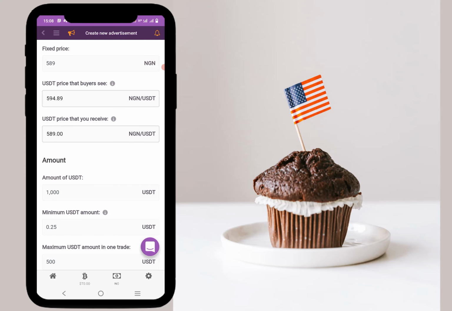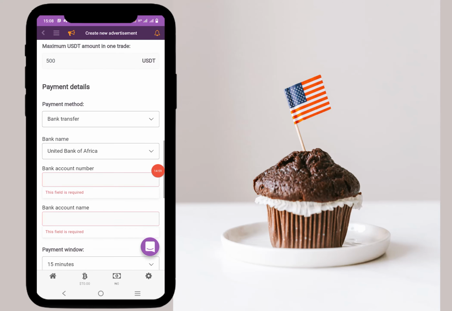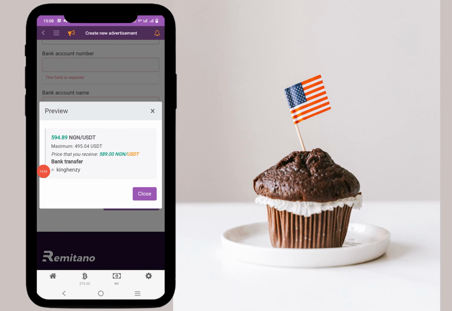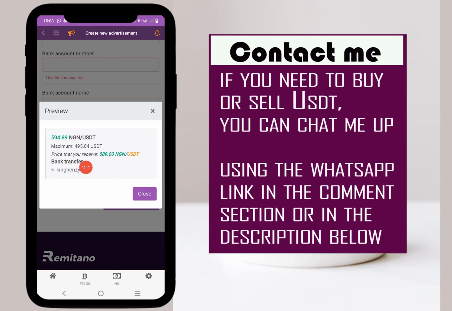So the person is going to see that he has to pay 594 naira. Let's just preview it and see what the individual will pay for the buy ad. So this is what it's saying. It says whoever is coming to buy from me, he's going to pay 594 naira. And then for him to be able to buy at 495 USDT. Now can you see that it's 495 USDT?